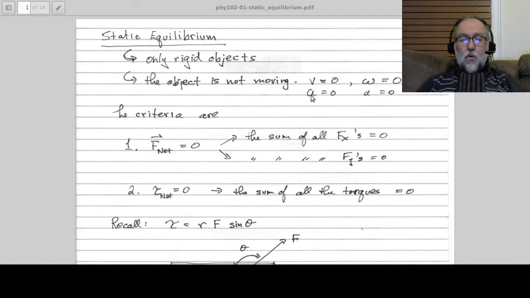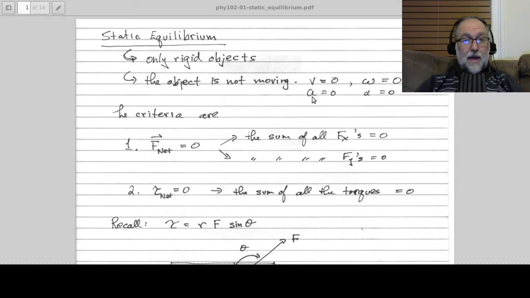Now the reason I made this distinction with the acceleration is because, remember, by Newton's second law the acceleration is what determines the force. Let me remind you of Newton's second law. It basically says that the net force on an object is equal to ma. So if a is equal to zero, then the net force has to equal zero. That's going to be one of the criteria for static equilibrium: the net force has to equal zero.